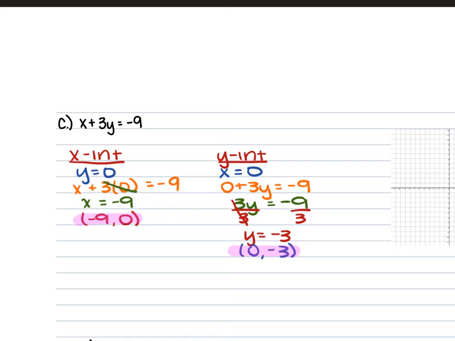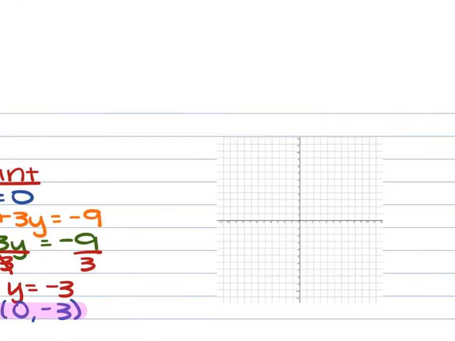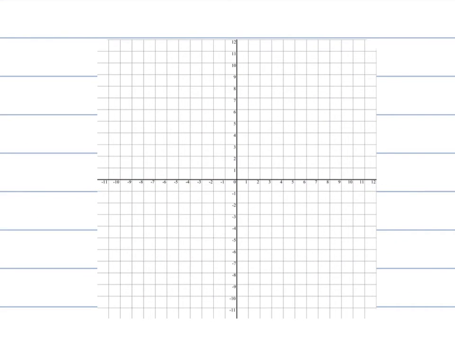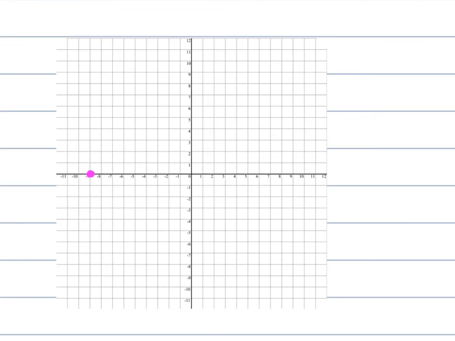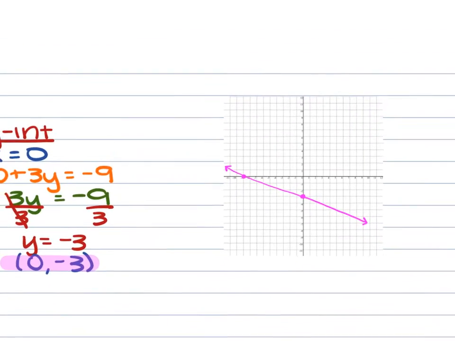So our x-intercept is that negative 9, 0, and our y-intercept is at 0, negative 3. So our x-intercept is going to be at negative 9 on the x-axis. And then we have that 0, negative 3. So 0, negative 3 is on the y-axis at negative 3. So we just draw our line through these points. And then we're done.